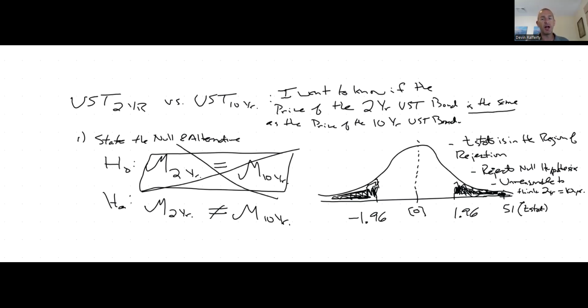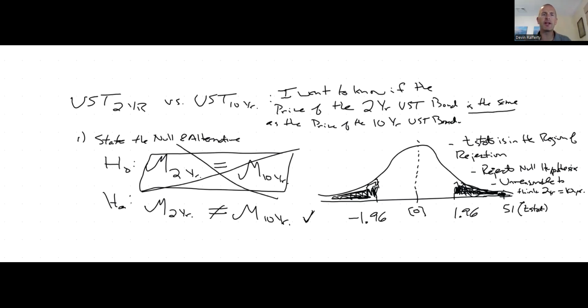And if we reject the null, right, we're in the region of rejection. So we reject the null hypothesis, which means that it's unreasonable. It's unreasonable to think that the 2-year treasury bond and the 10-year treasury bond have the same price. Okay, it's unreasonable to think that. Instead, we go with the alternative. We say, yeah, you know what? I think the 2-year is not equal to the 10-year. Okay, this one looks a lot sharper to me.